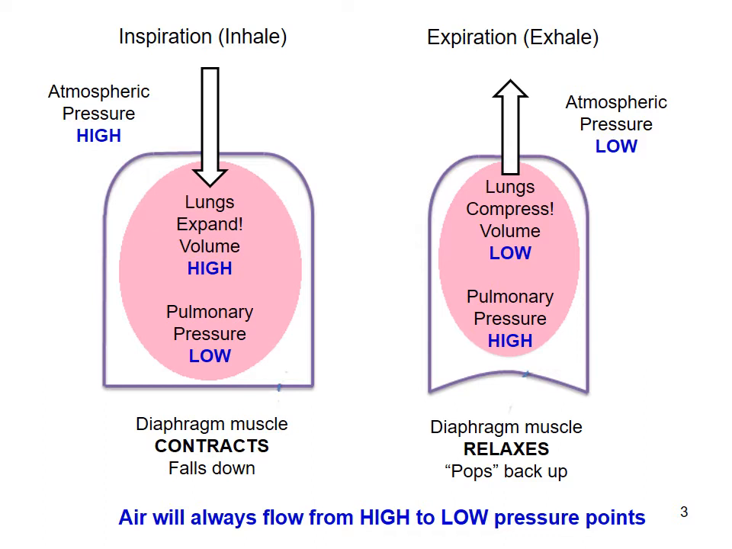A few things to remember here. Air will always go from high to low. And as the lungs expand, their volume becomes high. It generates a low pressure point. When the lungs shrivel or shrink, their volume becomes low. The pressure becomes high.